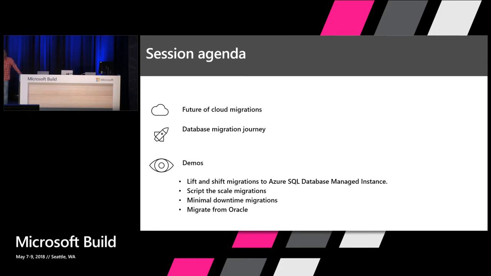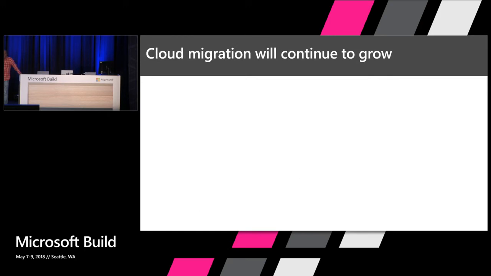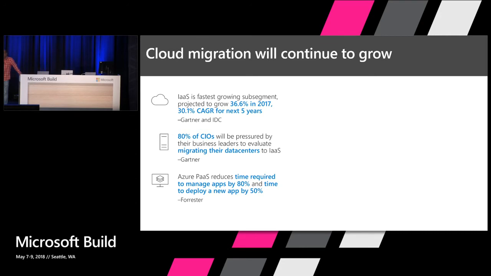So let's get on to the content a little bit here. What is the real future for the cloud? At Microsoft, we strongly believe that 2018 is the strongest year for cloud migrations. The reason is, if you look at Gartner's report, they projected a 37% growth rate for infrastructure as a service in the cloud. They're also predicting around a 30% compound annual growth rate for the next 5 years for customers migrating to IaaS, infrastructure as a service.